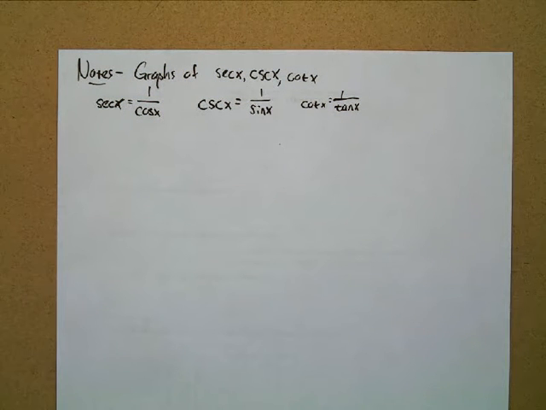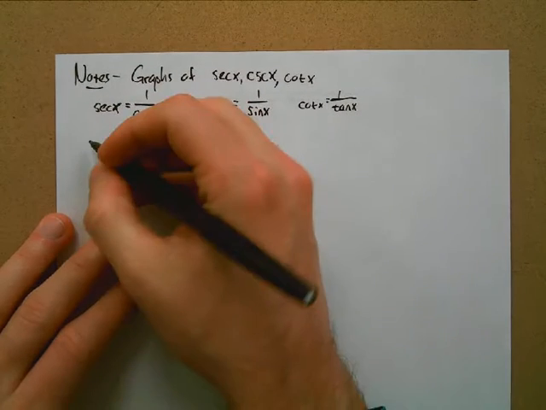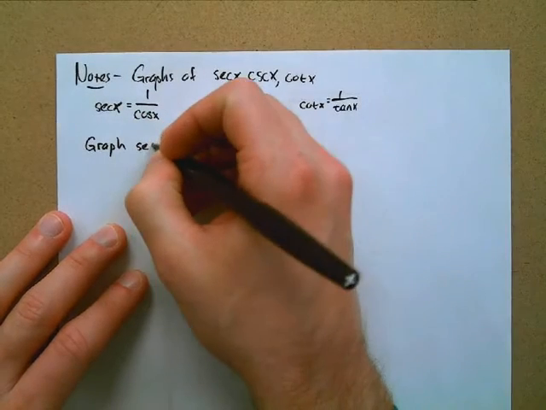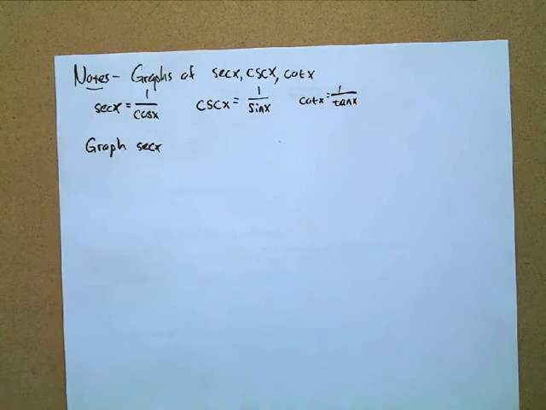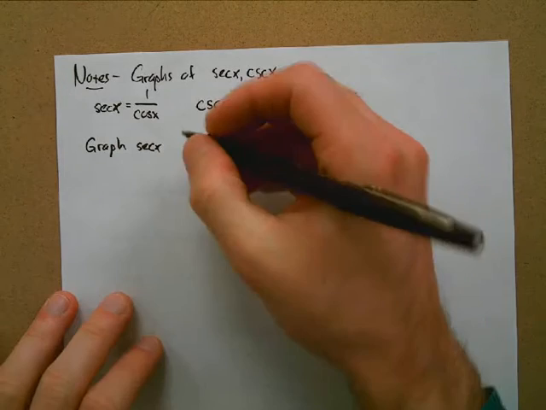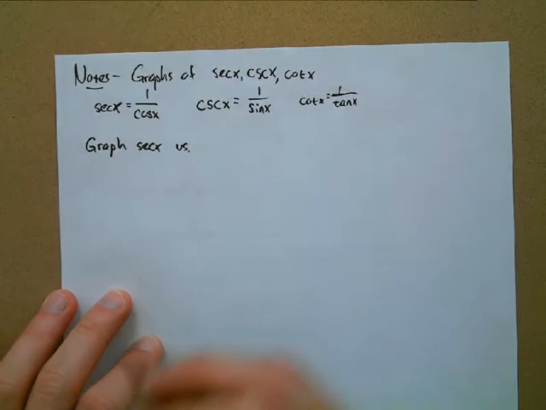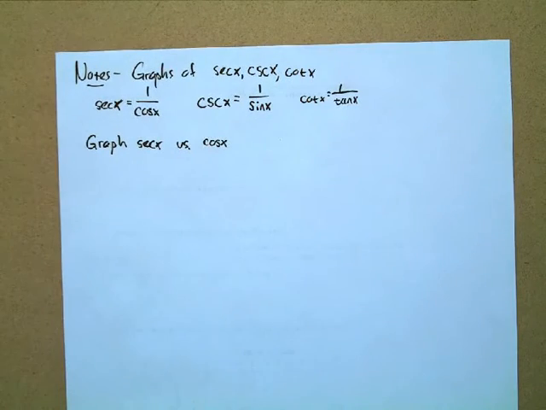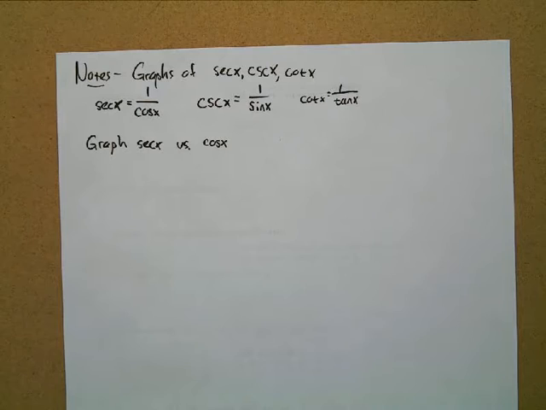So let's talk about graphing plain old secant of x. The way we're going to do that is to compare it to its reciprocal trig function, cosine, and hopefully that will help us come up with a graph of secant. So the first thing we'll do is graph cosine, which should be something we're familiar with.